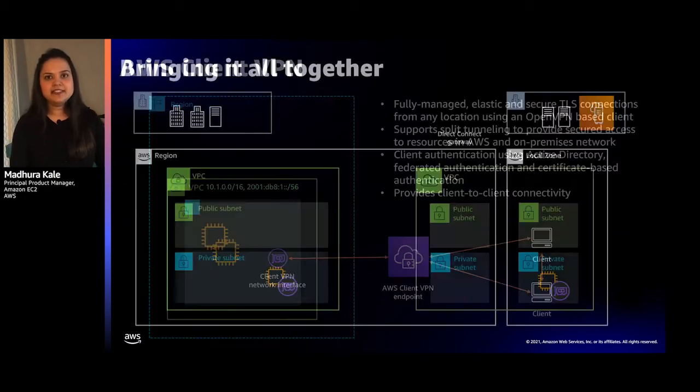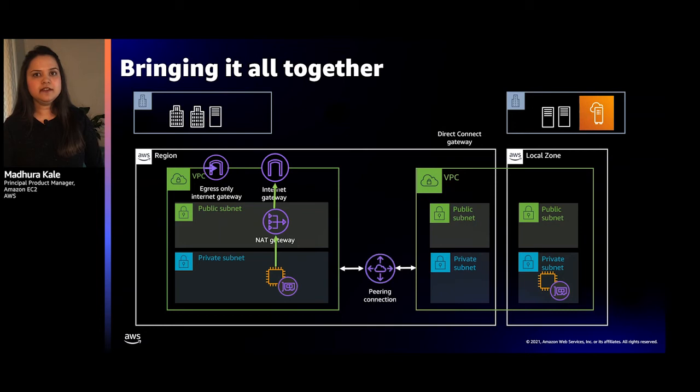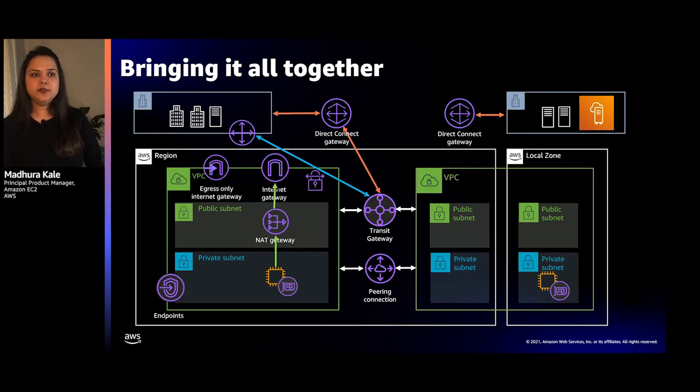Okay, let's bring this all together. A quick recap. Let's see how many you remember. We started with the NAT gateway and the internet gateway, also the egress-only internet gateway for internet connectivity. Then we connected VPCs using peering and using transit gateways. And then we drew endpoints to connect to AWS services privately. And finally, we did VPN to connect to a transit gateway to connect on premises, optionally Direct Connect to connect from your data center to AWS.